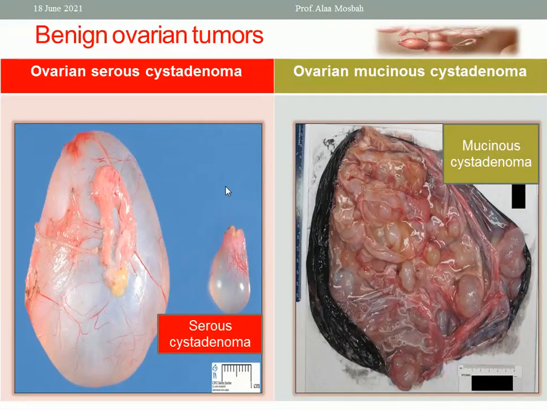This is how it looks, the ovarian serous cystadenoma with a smooth surface. Okay, and this is the mucinous cystadenoma, how it looks, with many locules containing mucin.